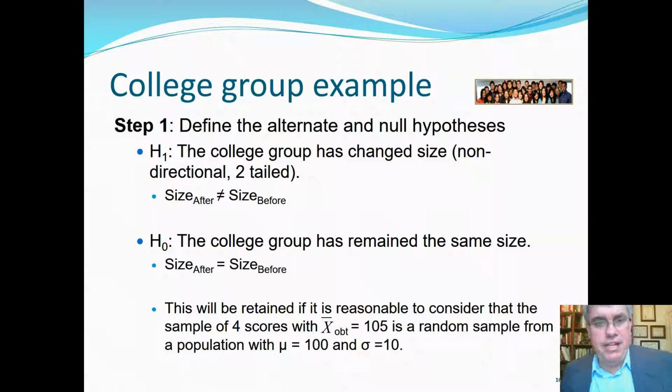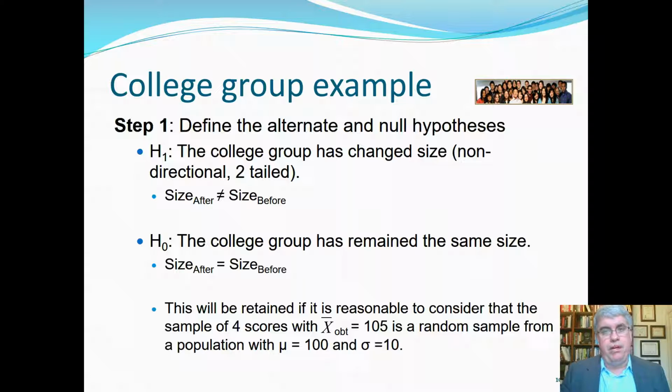Now, how would we test this? In the college group example, the first thing that we should do is define the alternate and the null hypotheses. So H1, the alternate hypothesis, or our main hypothesis, is going to be that the college group has changed size. So this is a non-directional, two-tailed test. So that would be one hypothesis we have. We could have the hypothesis that the college group has grown. So we could choose either one depending on which we're interested in.